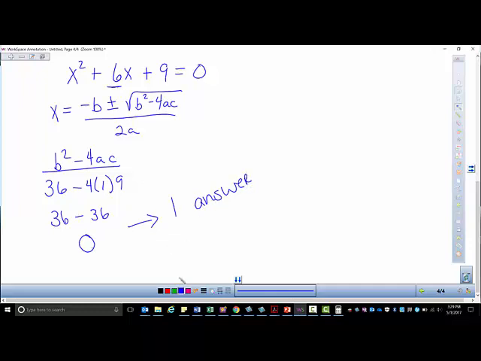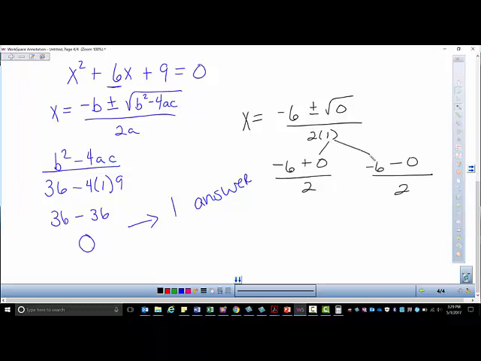And let me show you why. If I put this in, I get x equals the opposite of b, so negative 6 plus or minus the square root of 0 all over 2 times 1. Well, negative 6 plus 0 divided by 2, and negative 6 minus 0 divided by 2, because that's how I get my two answers. They equal the same thing. They're both negative 3. So I only get one answer. So when your discriminant is 0, you get one answer.